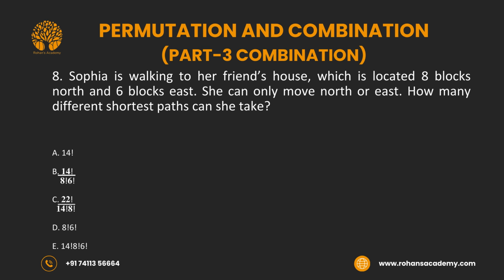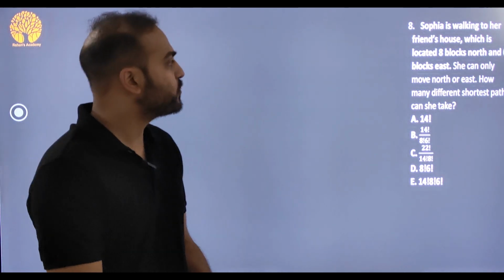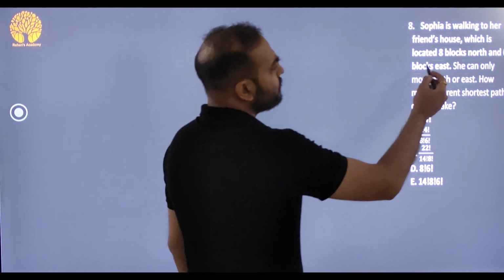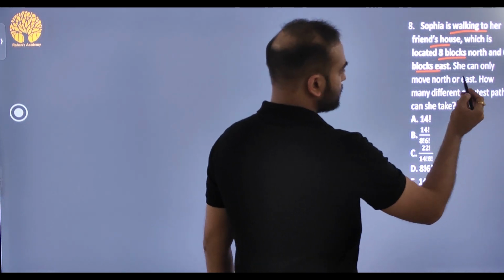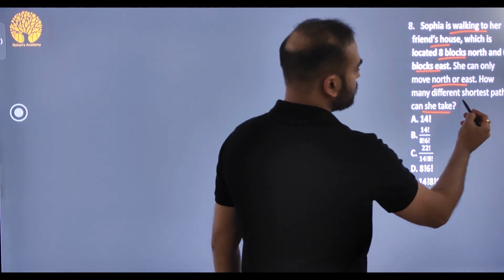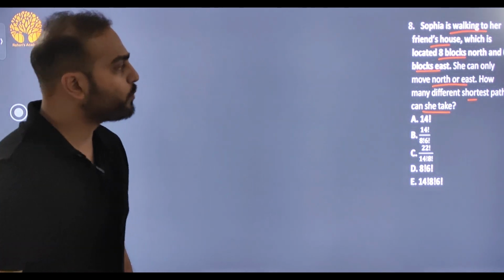Alright guys, moving to the next one. We have Sophia is walking to her friend's house, 8 blocks north, 6 blocks east, only north or east, shortest path. Oh, very interesting question.